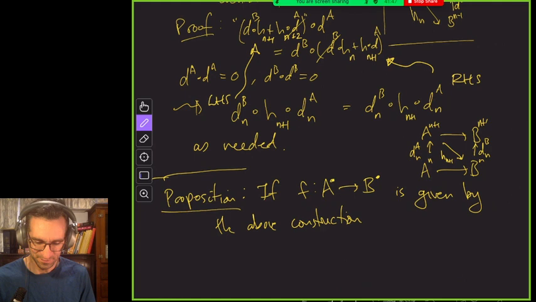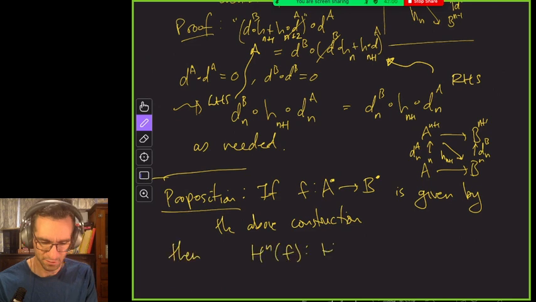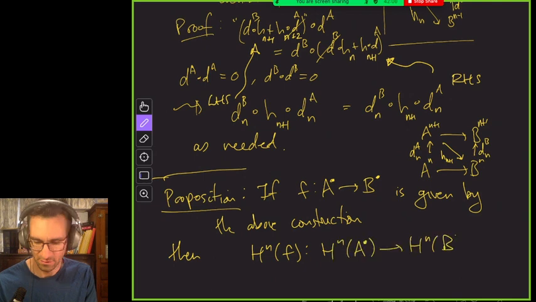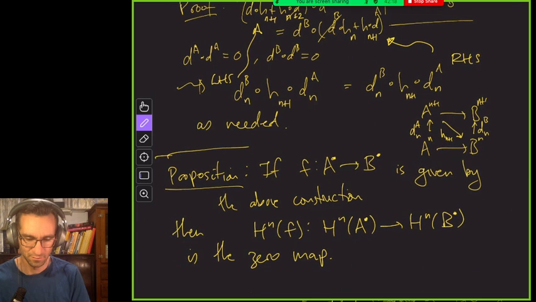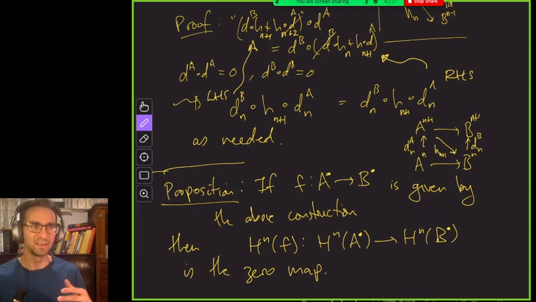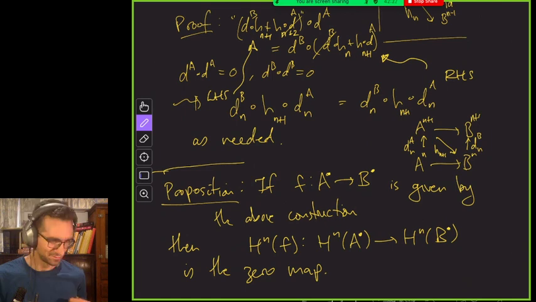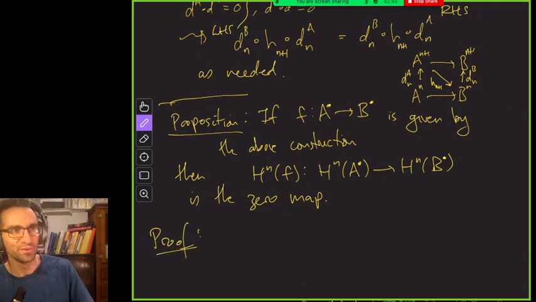Anyway, if F arises from this construction, then the map it induces on cohomology, from the Nth cohomology module of A to the Nth cohomology module of B, this map is just zero, it sends everything to zero. On the face of it, it's quite complicated, and the fact that it turns out to be zero is initially quite surprising. But the proof is actually short and sweet. Actually, before I do the proof, time for a short stretchy break. Any questions?